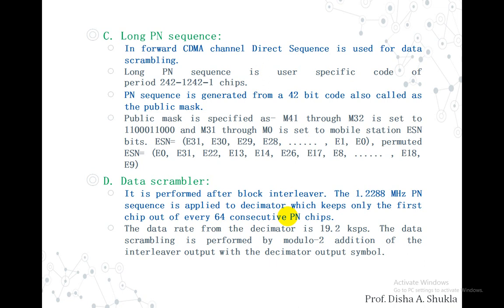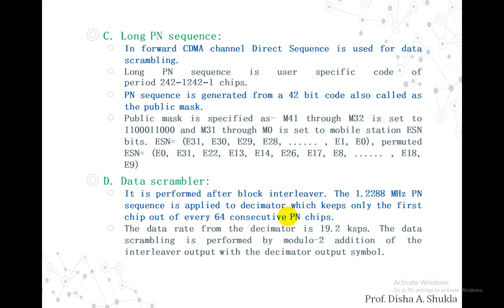Now what happens at the data scrambler? It is performed after the block interleaver. The 1.2288 megahertz pseudo number sequence is applied to the decimator, which keeps only the first chip out of every 64 consecutive PN chips. It will be keeping only the first chip out of all these 64 consecutive PN chips.